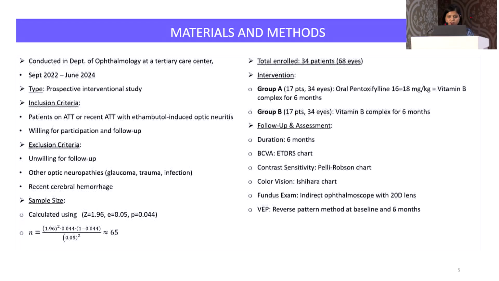A total of 34 patients with 68 eyes were enrolled in the study, with intervention group A, which received oral pentoxifylline 16 to 18 milligram per kg body weight along with vitamin B complex for 6 months, and group B, which received only vitamin B complex for 6 months. The follow-up and assessment was done for a duration of 6 months, and it was assessed using BCVA, contrast sensitivity, color vision, fundus examination, and VEP.